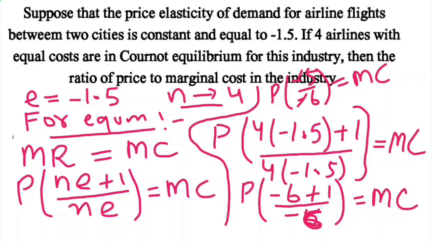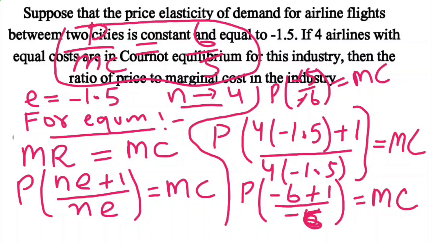So minus minus gets cancelled. So P divided by MC will be equal to 6 upon 5. If I transpose 5 upon 6, it becomes 6 upon 5. That means the ratio between price and marginal cost in the Cournot equilibrium with 4 firms will be 6:5.